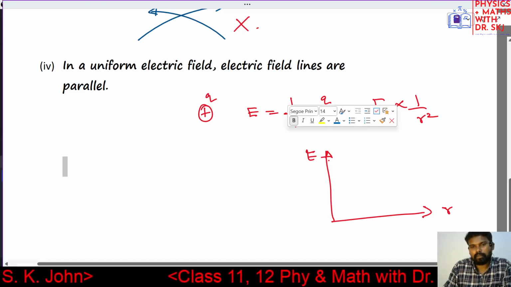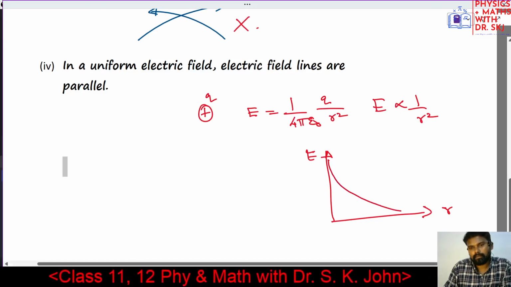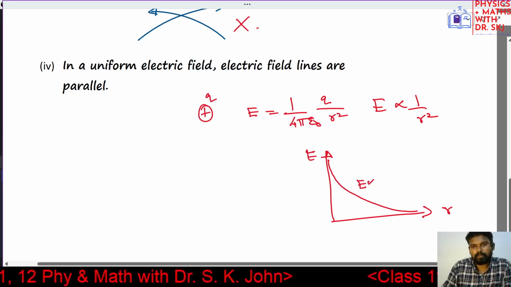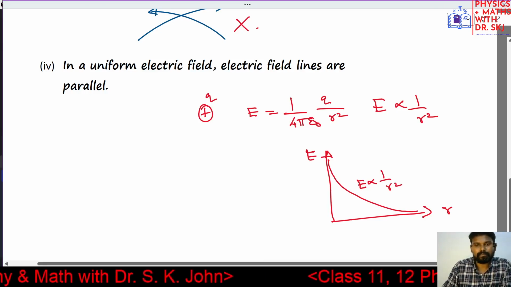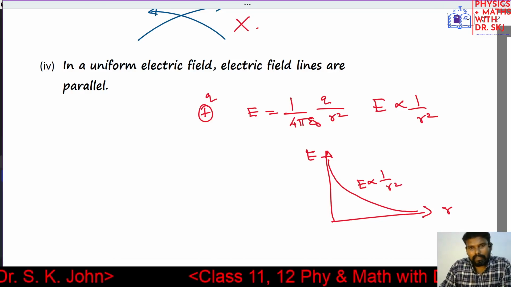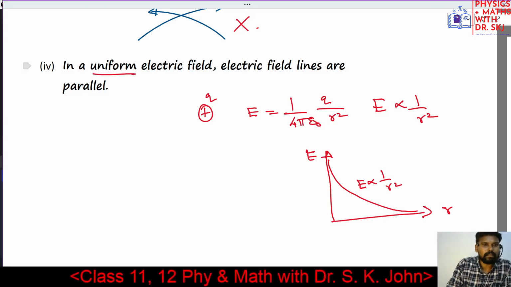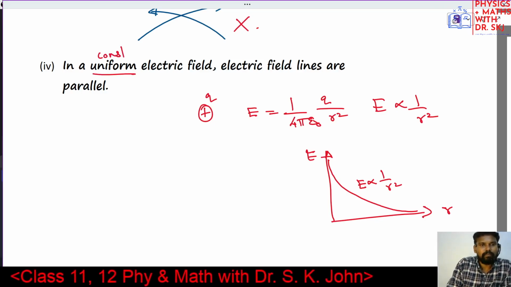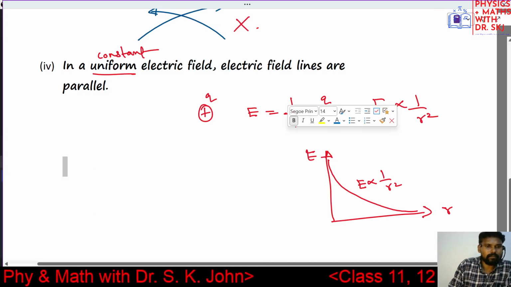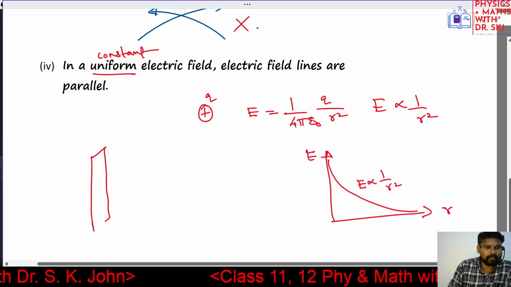And the graph will be like this. It will meet the axis at infinity, E proportional to 1 by r square. So the electric field is decreasing with the distance, so it is not a uniform electric field. Uniform means constant. How can we produce a constant electric field? Actually, a constant electric field is found, as I have discussed in the previous video.